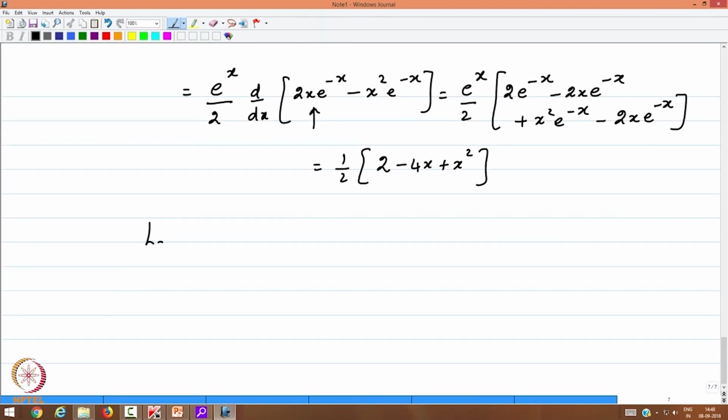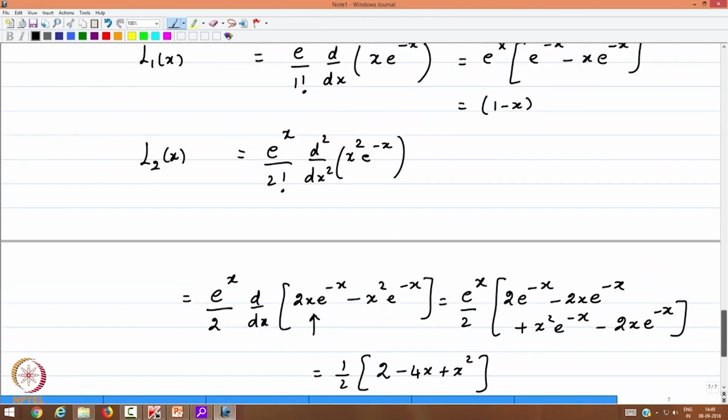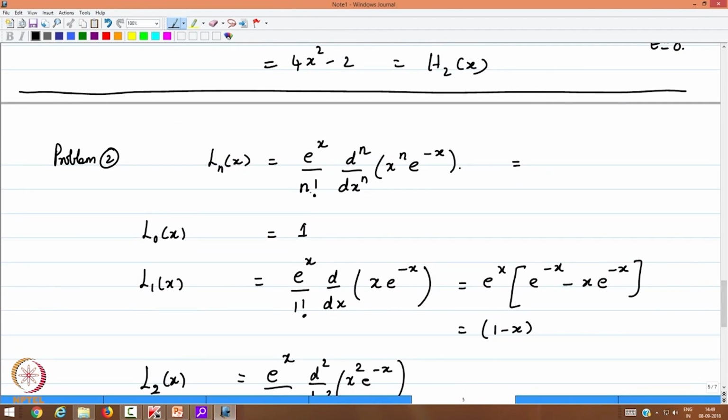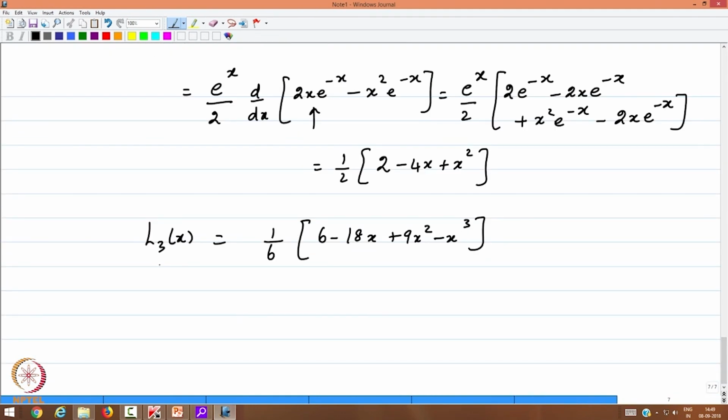One more derivative, L3 of x. I would leave it to you to actually get the form. Let me write down the final answer. L3 of x is given by 1 by 6 (6 minus 18x plus 9x squared minus x cubed). Basically, you have to take the derivative of e raised to x by 3 factorial d cube dx cube of x cube e raised to minus x. That is what you have to do. So, it is a repeated application of differentiation.